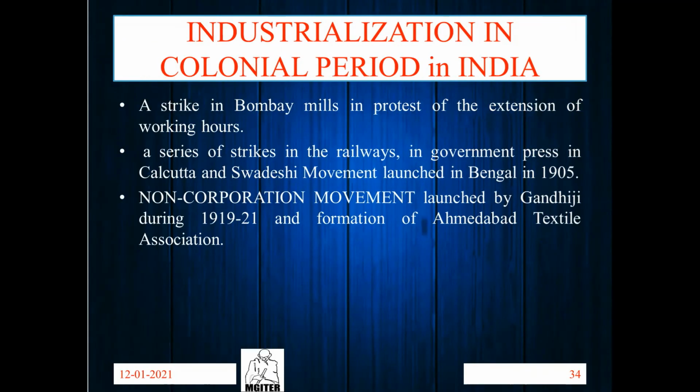A strike in Bombay mills protested the extension of working hours. There was a series of strikes in the railways and the government press in Calcutta, and the Swadeshi movement was launched in Bengal in 1905. The non-cooperation movement was launched by Gandhiji in 1921, and the Ahmedabad Textile Association was formed.